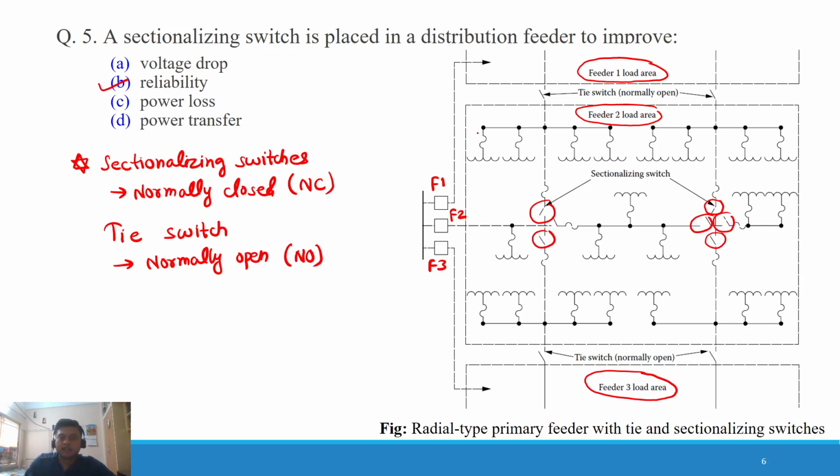The tie switches are open in normal condition, and during emergency condition they get closed. Suppose feeder 1 wants to take power from feeder 2 during abnormal or emergency condition, then the tie switch gets closed and feeder 1 takes power from feeder 2. Similarly, feeder 3 can take power from feeder 2, and vice versa, feeder 2 can also take power from feeder 3.